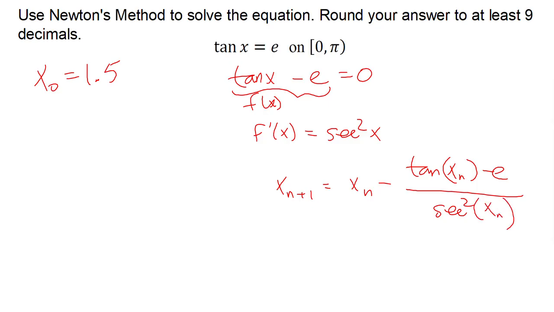Well, secant squared of x sub n is kind of annoying on our calculator because we don't really have a secant button on our graphing calculator. So I think I may rewrite this as x sub n minus, then I can just bring the secant squared up to the numerator, cosine squared of x sub n times the tangent of x sub n minus e. So I think I'll type that in.